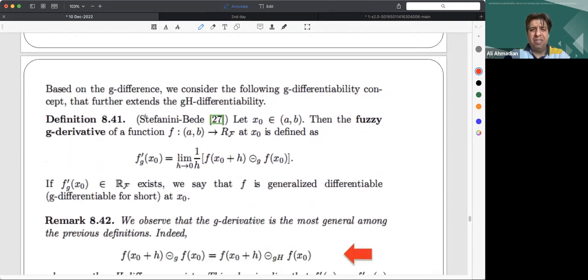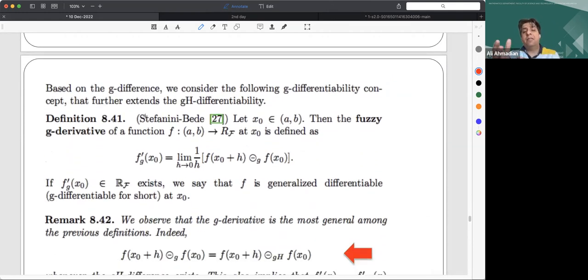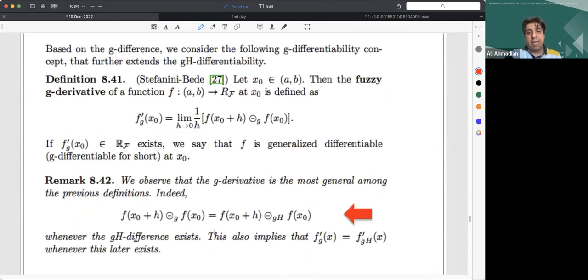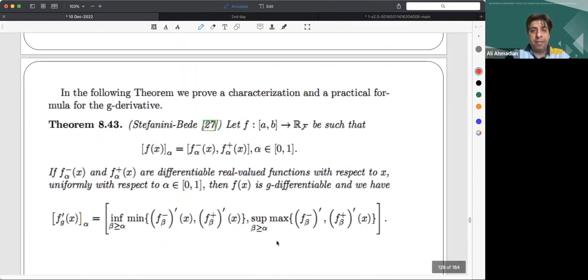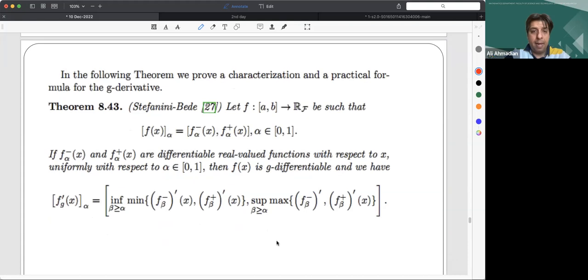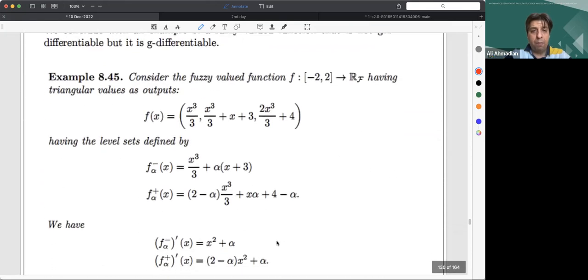I pass it here, the equivalence of the generalized derivative and generalized Hukuhara derivative. So what they are actually, they are equal under some condition. In numerical methods, we usually use the generalized Hukuhara differentiability and Hukuhara differentiability, we do not use generalized differentiability. So I pass here two important things which are required, because we want to go through the numerical parts.